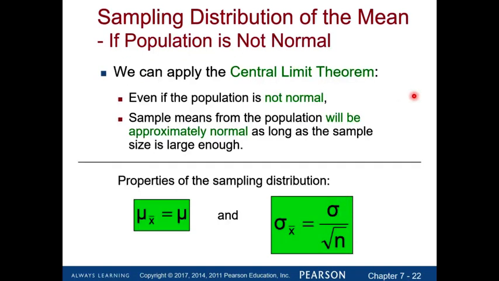Okay, so what we have been talking about so far is all based on the assumption that the population is normal. But the second scenario is when the population is not normally distributed. And what shall we do in that case? In this case, we can apply the central limit theorem. The central limit theorem tells us that even if the population is not normally distributed, the sample means will still be approximately normally distributed as long as the sample size is large enough. And the distribution still follows the same two formulas.